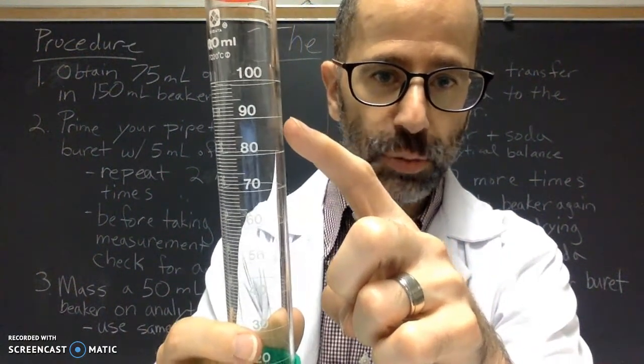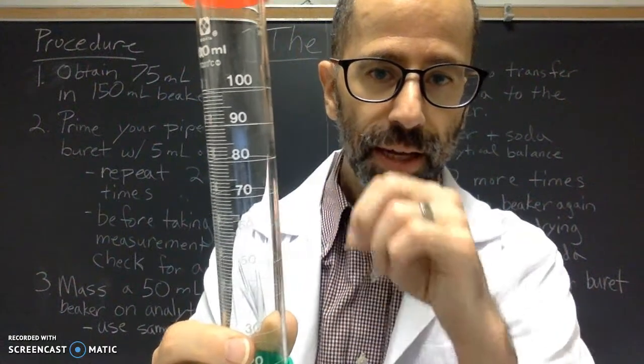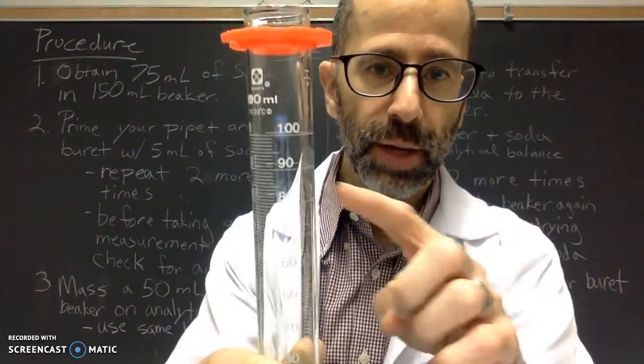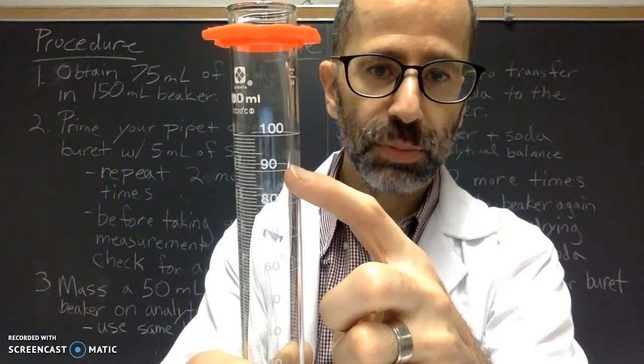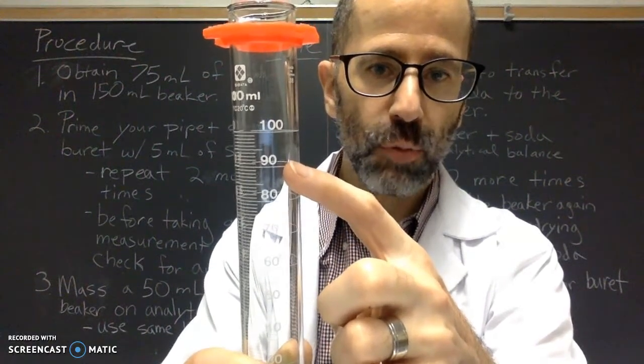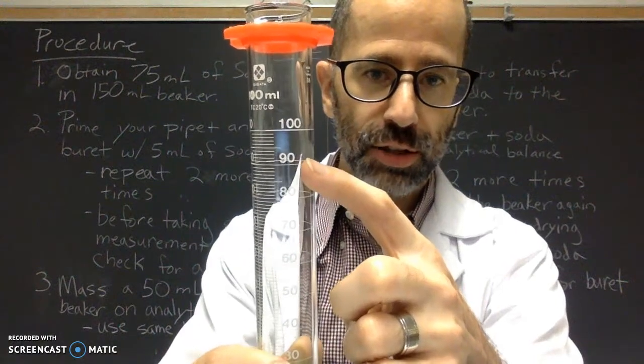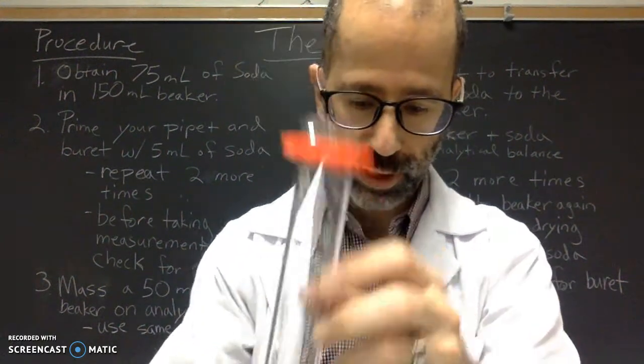And so if your meniscus is in between the lines, that means you're allowed to estimate one decimal place over. So you can measure this. All of your measurements should have 1 decimal place in the measure. Okay, so this measures to 1 decimal place.